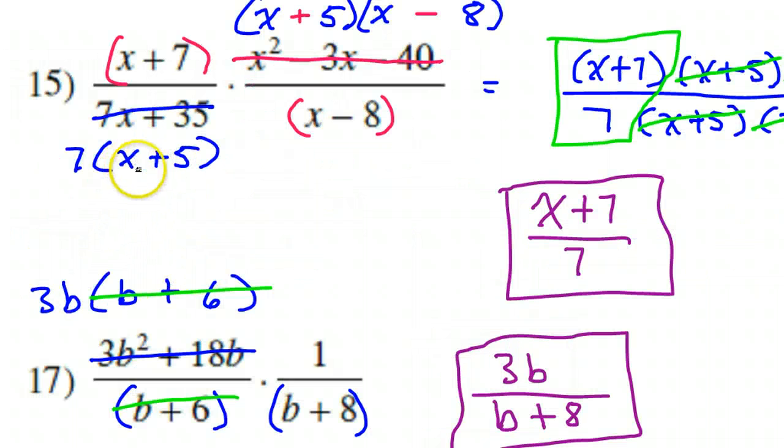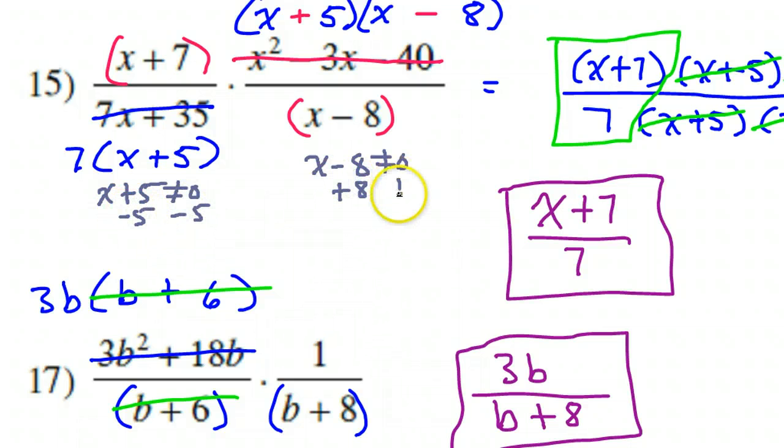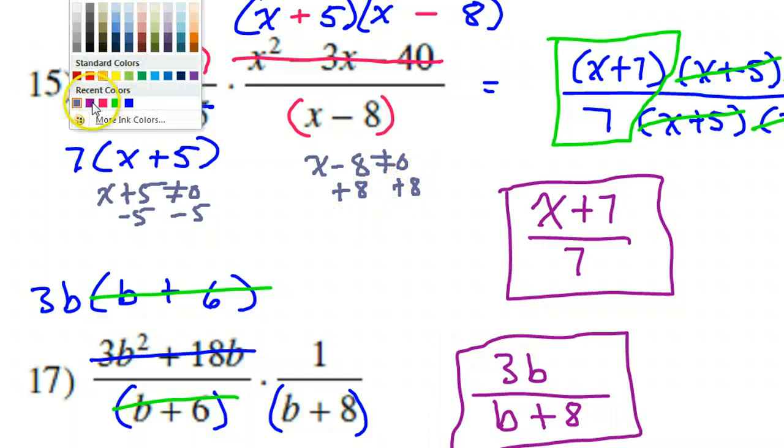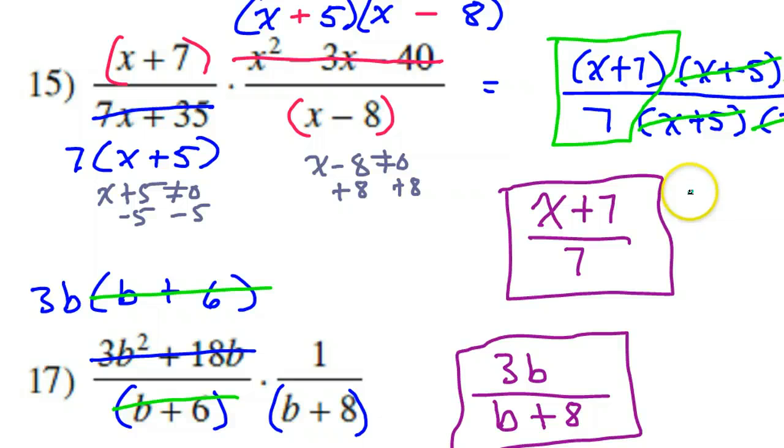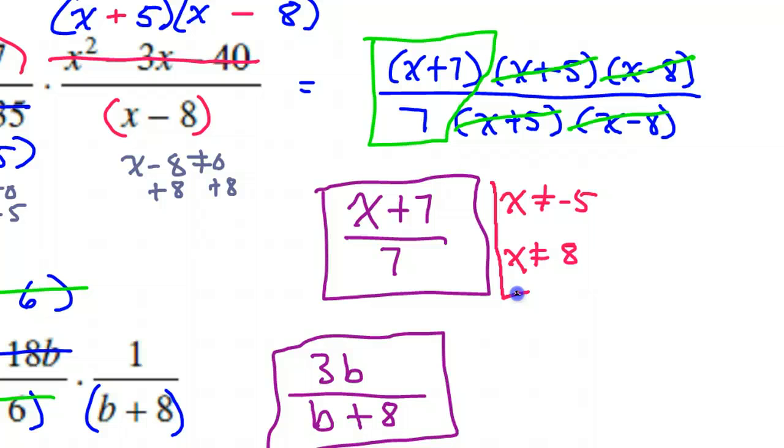But let's not forget the restrictions. X plus 5 cannot equal 0, and x minus 8 cannot equal 0. So subtracting 5 from both sides and adding 8 to both sides, I see that x cannot equal -5 and x cannot equal +8. That is part of the answer, so do not leave off your restrictions.